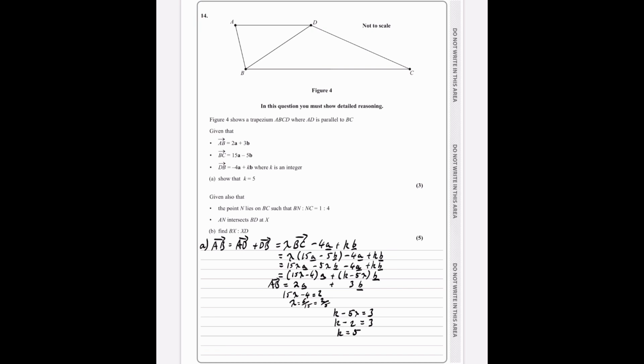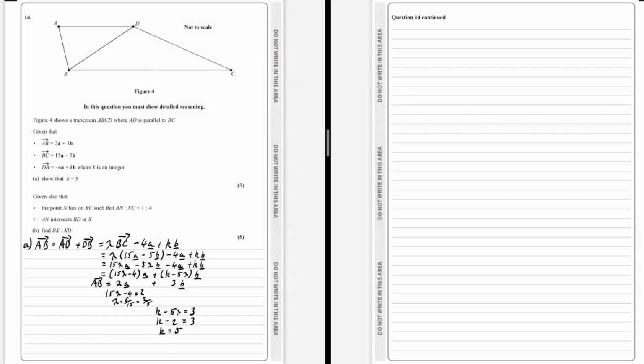All right, for part B, we're going to find BX in two different ways and compare them. We know that BN is going to be 3 lots of little a subtract b, because BN to NC is 1 to 4, so it's a fifth of the length. So BN is 3a minus b. I'm just going to park that there.